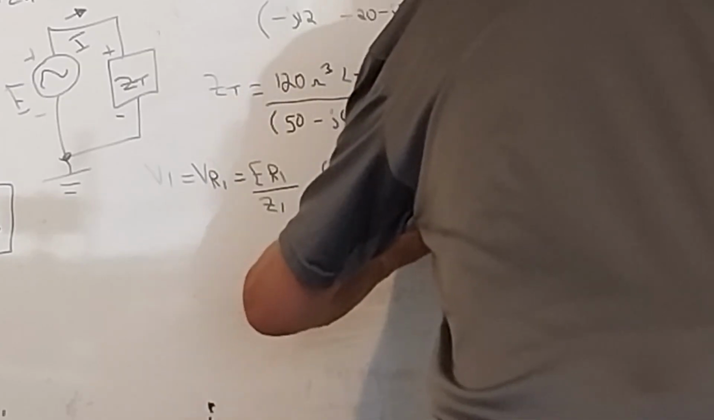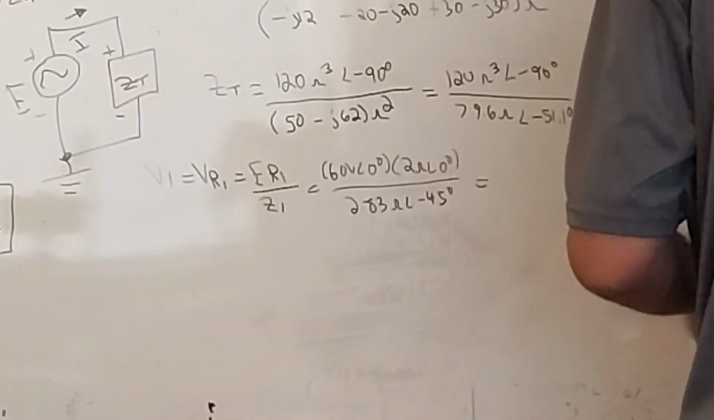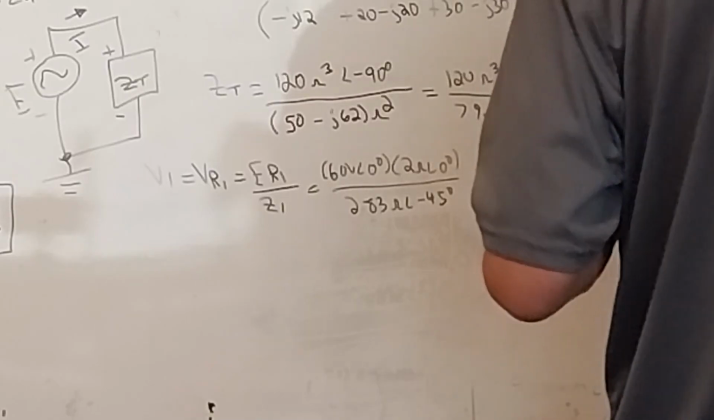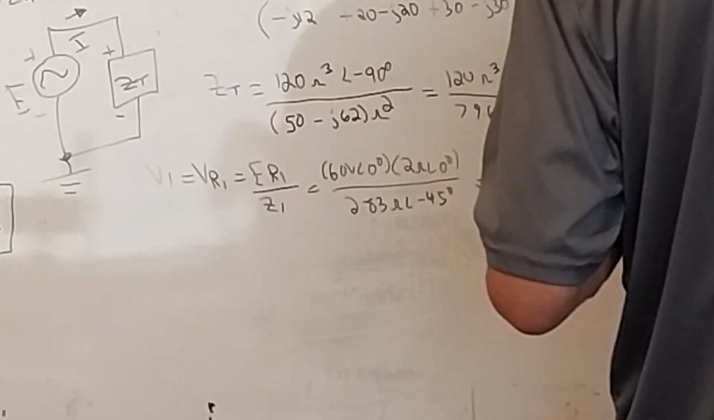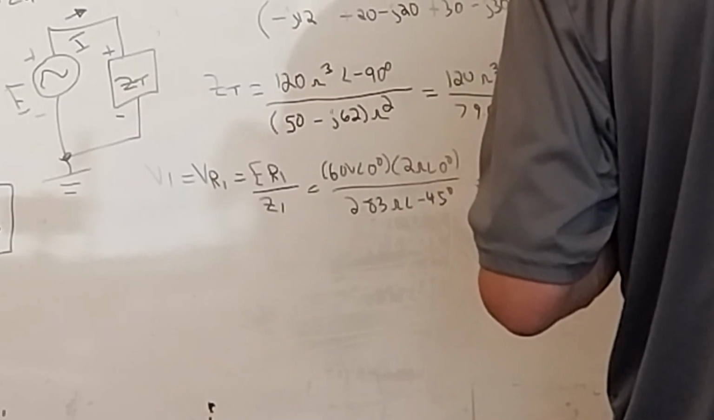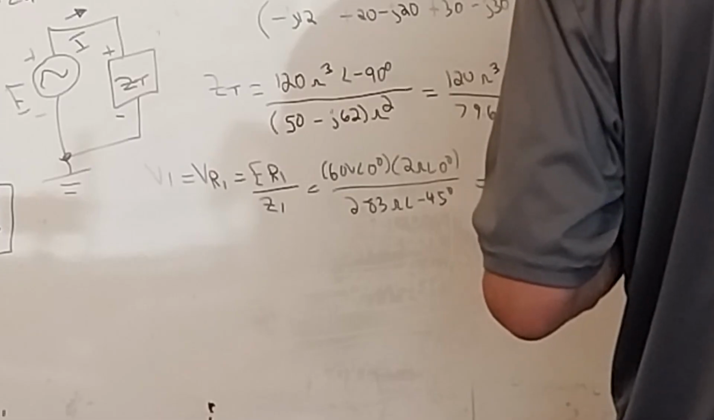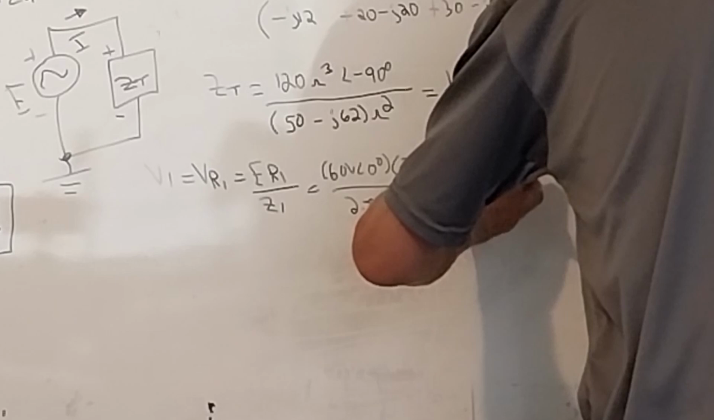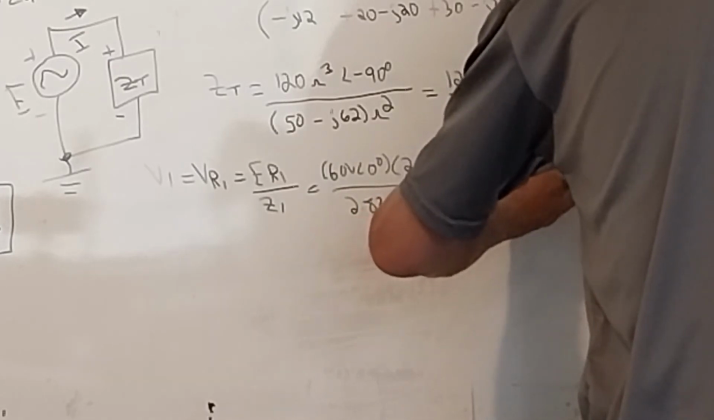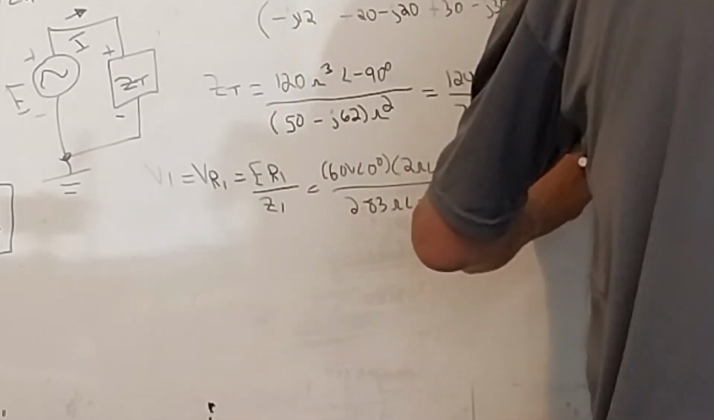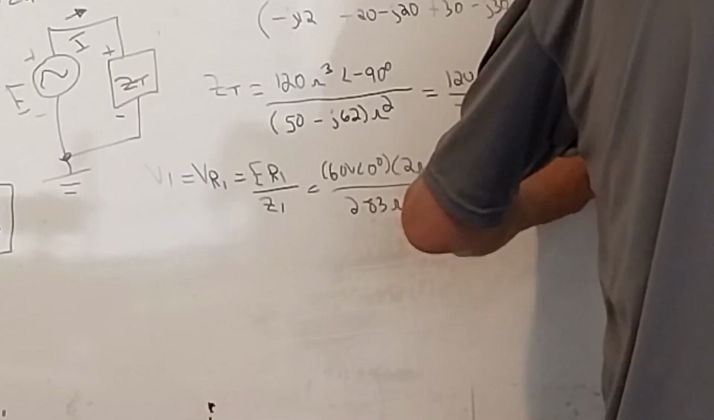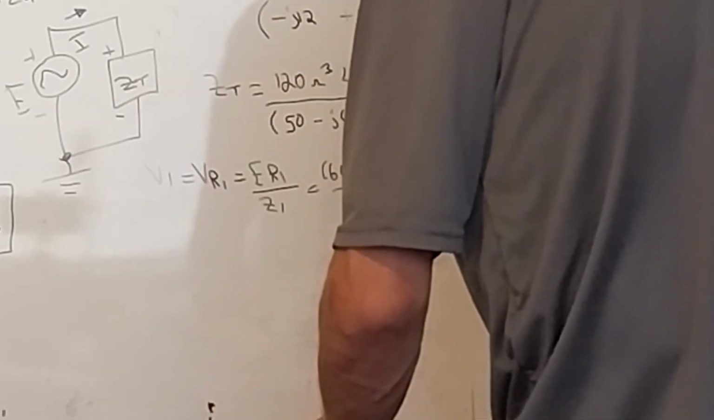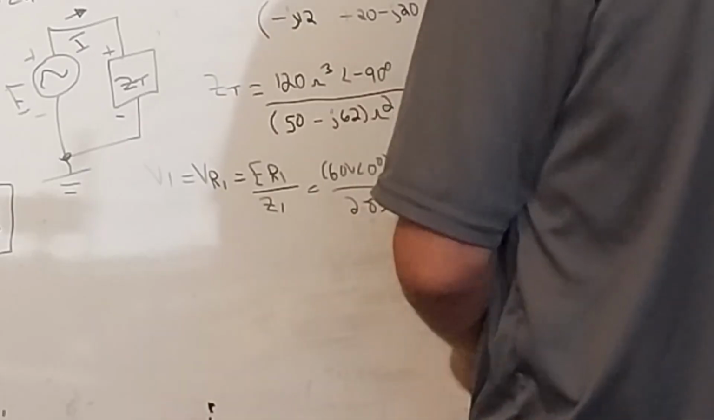This negative 45 degrees becomes a positive on the final solution. This becomes 120 divided by 2.83, and we get 42.4 volts at an angle of 45 degrees. Now, check the back of the book for that one. Okay, 42.43 volts at an angle of 45 degrees. That looks good.